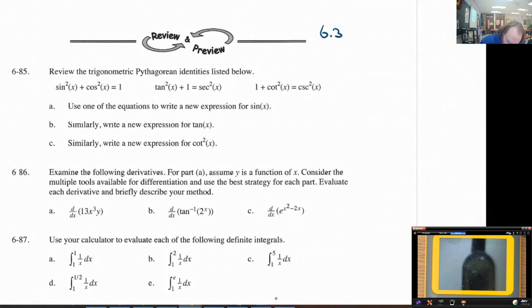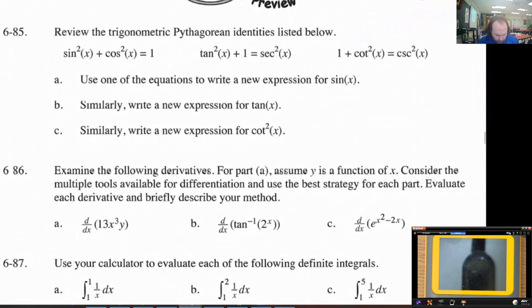This is 6.3.1 at the time of this recording, and we are doing all of these problems. There's only 6 of them here to do, and they're all pretty straightforward. Give us a good chance to practice a few things. So let's look at 685 first.